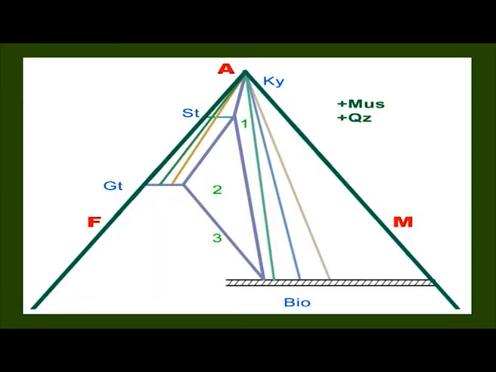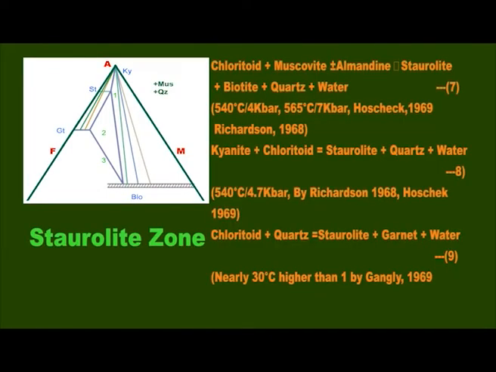Staurolite zone: presence of staurolite along with kyanite is diagnostic of this zone. Staurolite appears in rocks that are richer in Al2O3 and FeO and poor in alkalis, as shown by Hoschek 1967. The reaction is chloritoid plus muscovite plus or minus almandine gives rise to staurolite plus biotite plus quartz plus water, reaction number 7. This reaction was studied by Hoschek 1969 at 540 degrees centigrade, 4 kilobar, and 565 degrees centigrade, 7 kilobar, and by Richardson 1968.